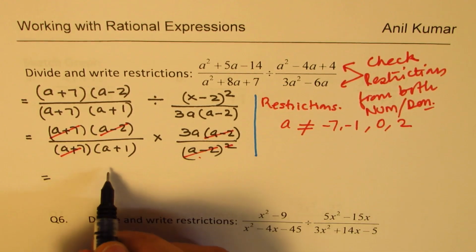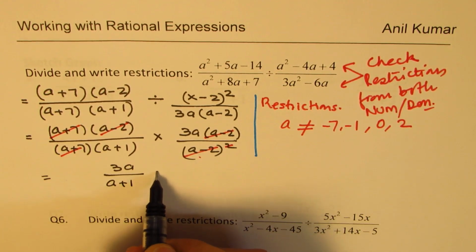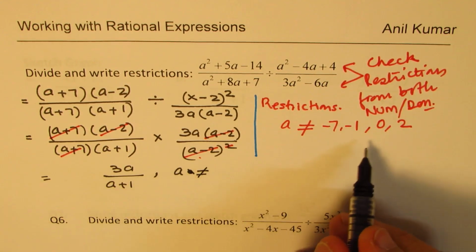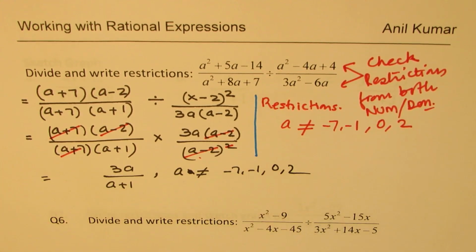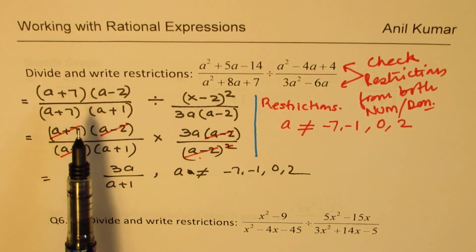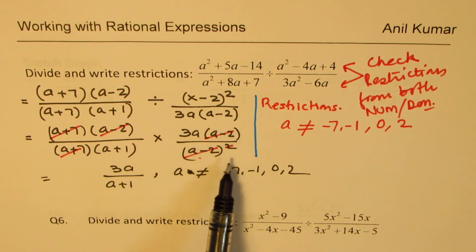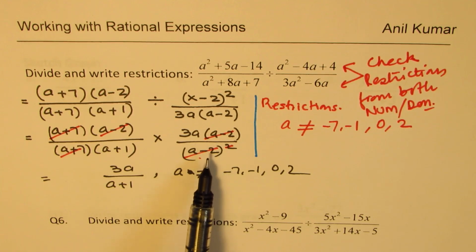So we are left with 3a in the numerator divided by a plus 1, and we have restrictions that a is not equal to, so we have all these terms, right? So minus 7, minus 1, 0 and 2. Got it? That is how you're going to divide. So factoring is the first step. Then convert division to multiplication by making it a reciprocal. Write restrictions. While writing restrictions, you have to consider restrictions of numerator of divisor also, since it comes to denominator.